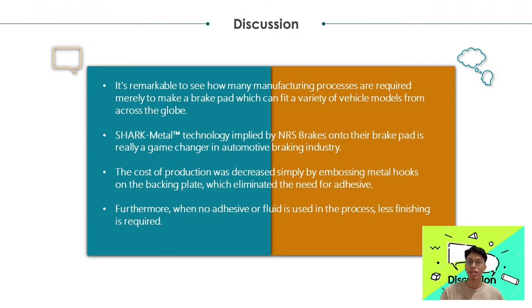It is remarkable to see how many manufacturing processes are required merely to make a brake that can fit various vehicle models across the globe. Sharp metal technology implemented by NRS brake onto the brake pad is a real game changer in the automotive braking industry. The cost of production was decreased simply by adding an embossing metal hook on the backing plate, which eliminates the need for adhesive. Furthermore, when no adhesive fluid is used in the process, less finishing is required.